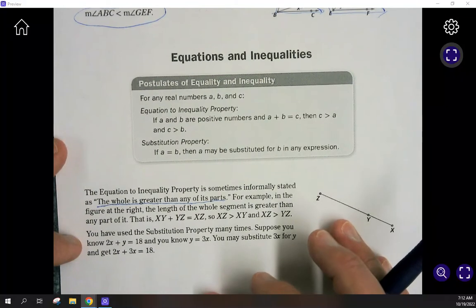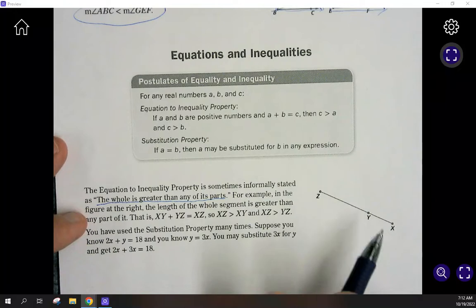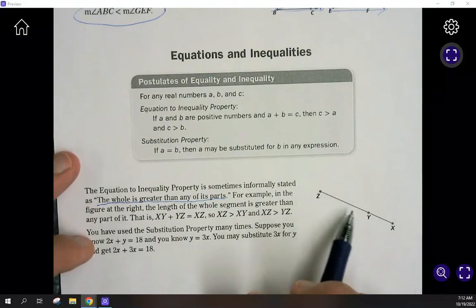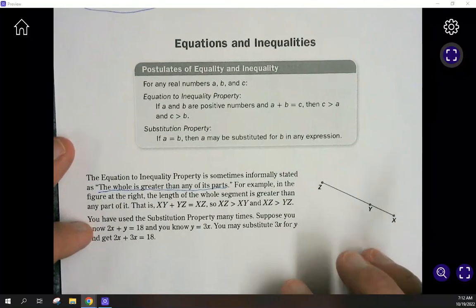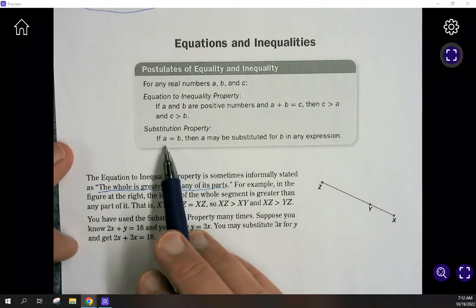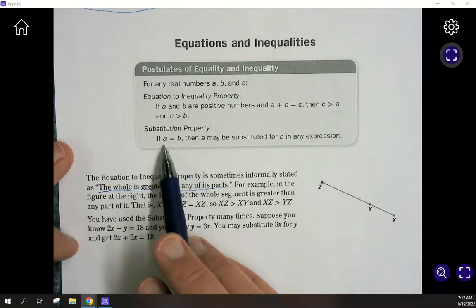Again, some of these seem like, well, duh, why do we have to state that? I get that. But as we start trying to prove things, we have to have this information to back it up. And then the substitution property, the last one we're going to look at here today. If A equals B, then A can be substituted for B in any expression. And we use this all the time.